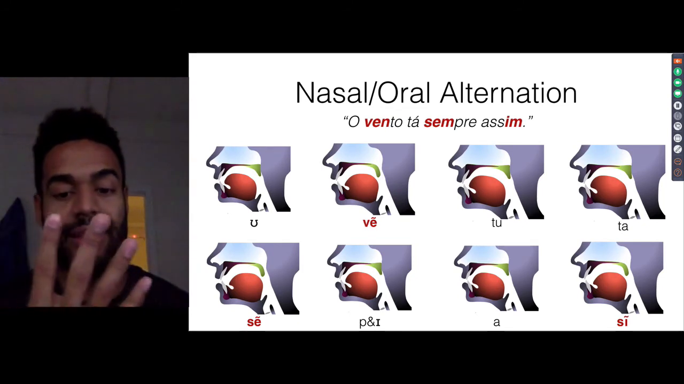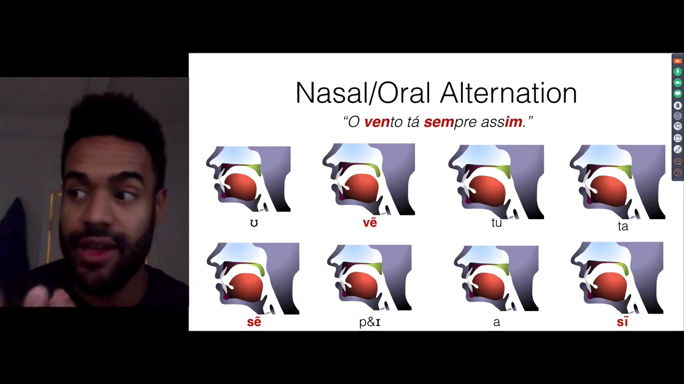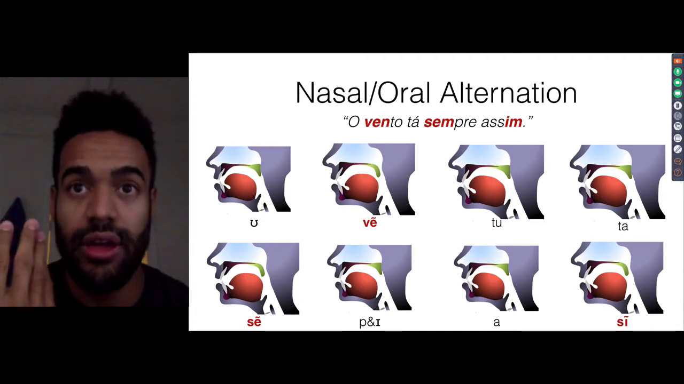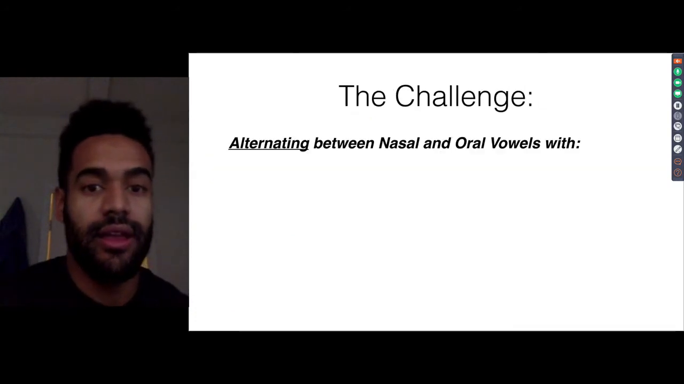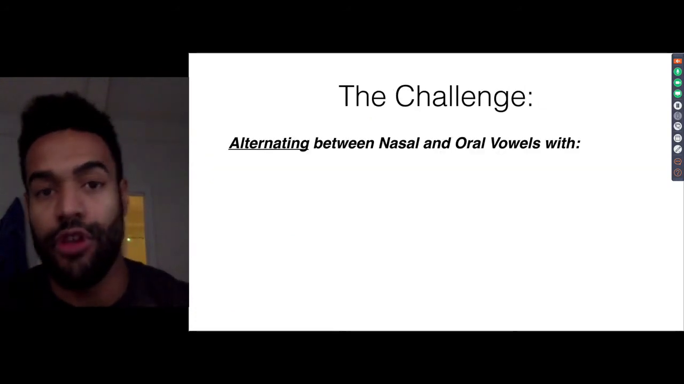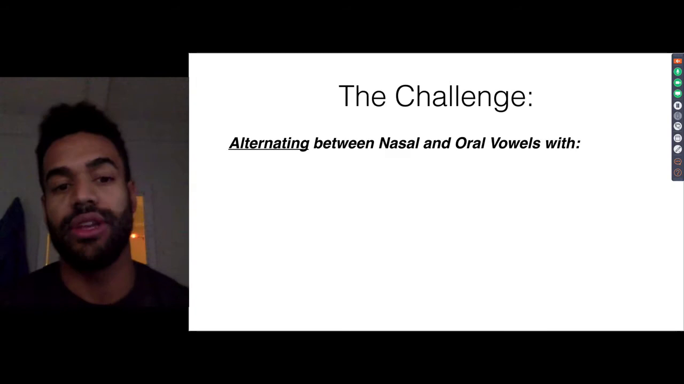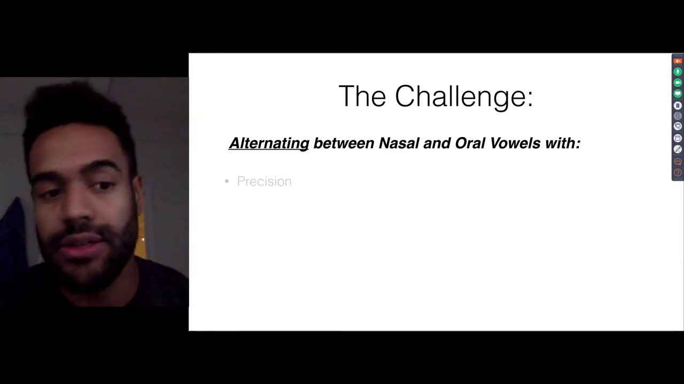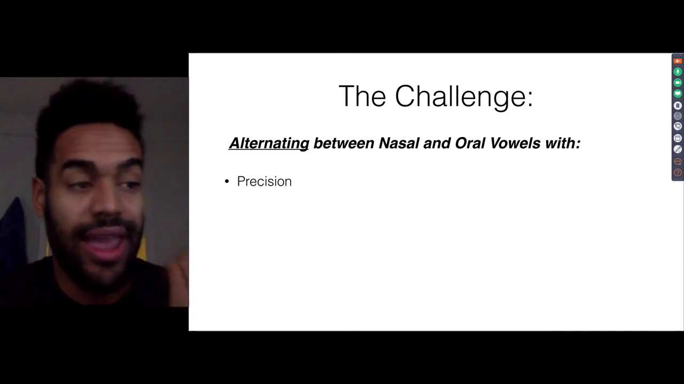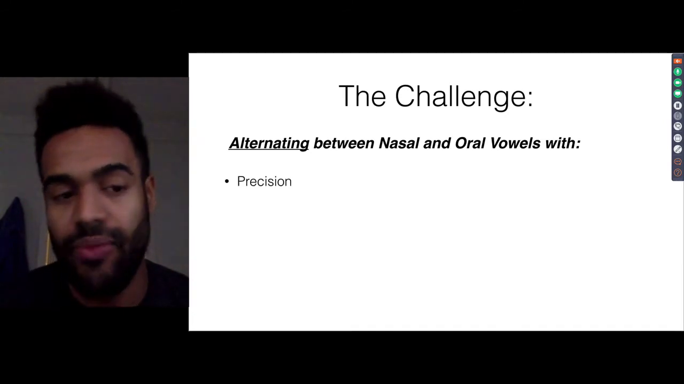1, 2, 3, 4, 5. So in that sentence, I'm having 5 movements or alternations of my velum, right? And the challenge then for you as a Portuguese learner and speaking Portuguese is being able to alternate between nasal and oral vowels with precision. So you're hitting the right vowels at the right time.